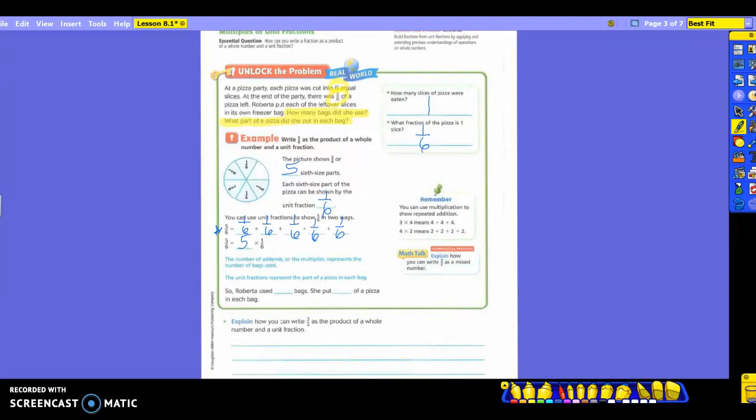The number of add-ins, or the multiplier, represents the number of bags that were used. The unit fractions represent the part of the pizza that's in each bag. Okay? So how many bags did she use then? 5. And she put how much of a pizza in each one? 1/6.